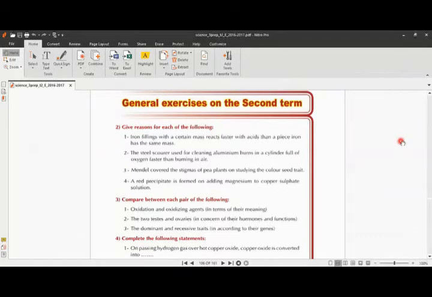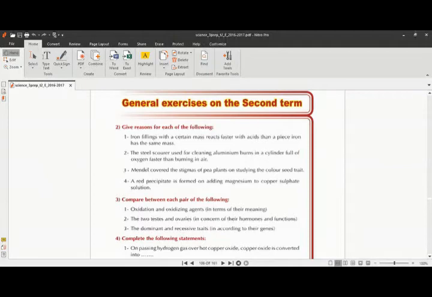The testes and ovaries. These are the hormones that we explained last time. We said that the testes produce the testosterone hormone, which is responsible for male secondary sex characters, while the ovaries secrete two hormones, estrogen and progesterone. Estrogen for secondary female sex characters and progesterone during pregnancy and so on. Okay, the dominant and recessive trait.